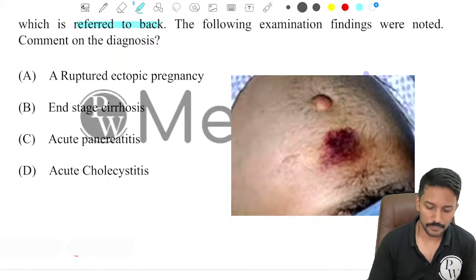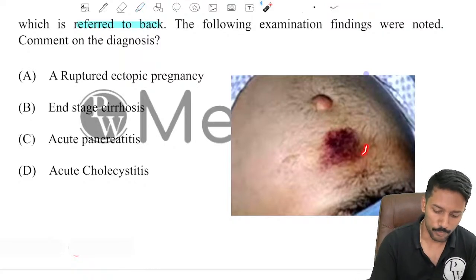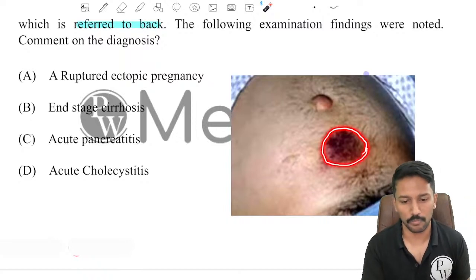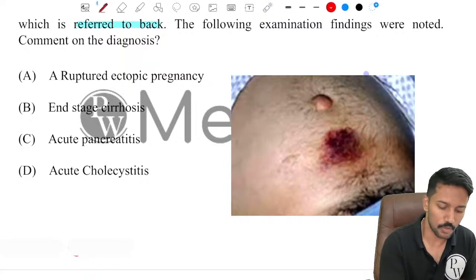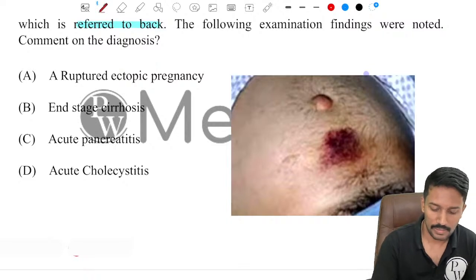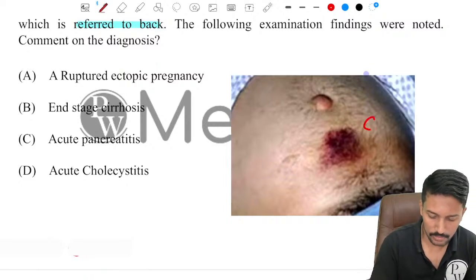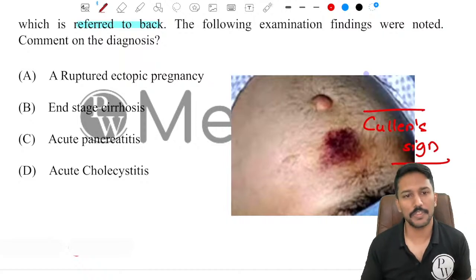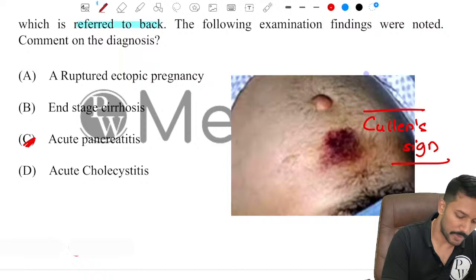Okay, so what do you see here? We can see bruising, right? Bruising in the periumbilical area. Around the umbilicus, there is bruising. So what is this called? This sign is called Cullen's sign, right? Cullen's sign is seen in which condition? Right, it is seen in acute pancreatitis.